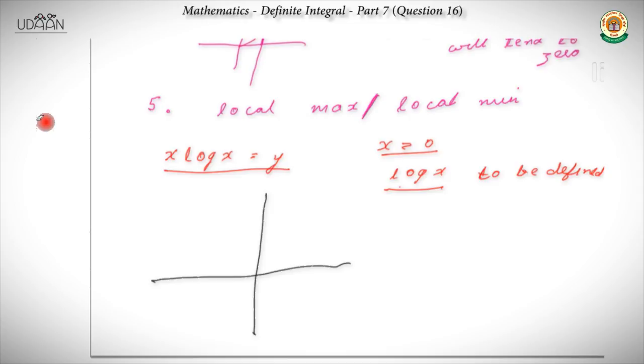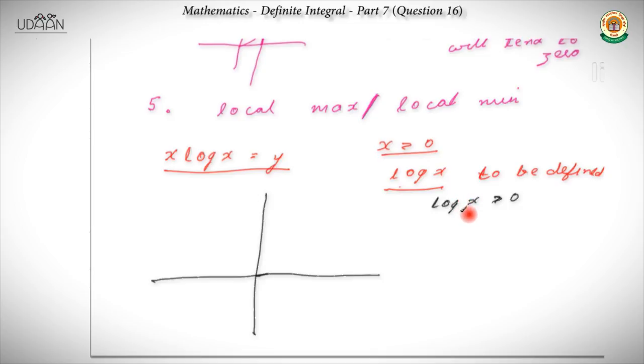Right. If we just see the portion where x log x is greater than 0, the next thing we'll be testing is x log x greater than 0. We see x is greater than 0 for the whole domain we have taken. So we have to check where log x is greater than 0.